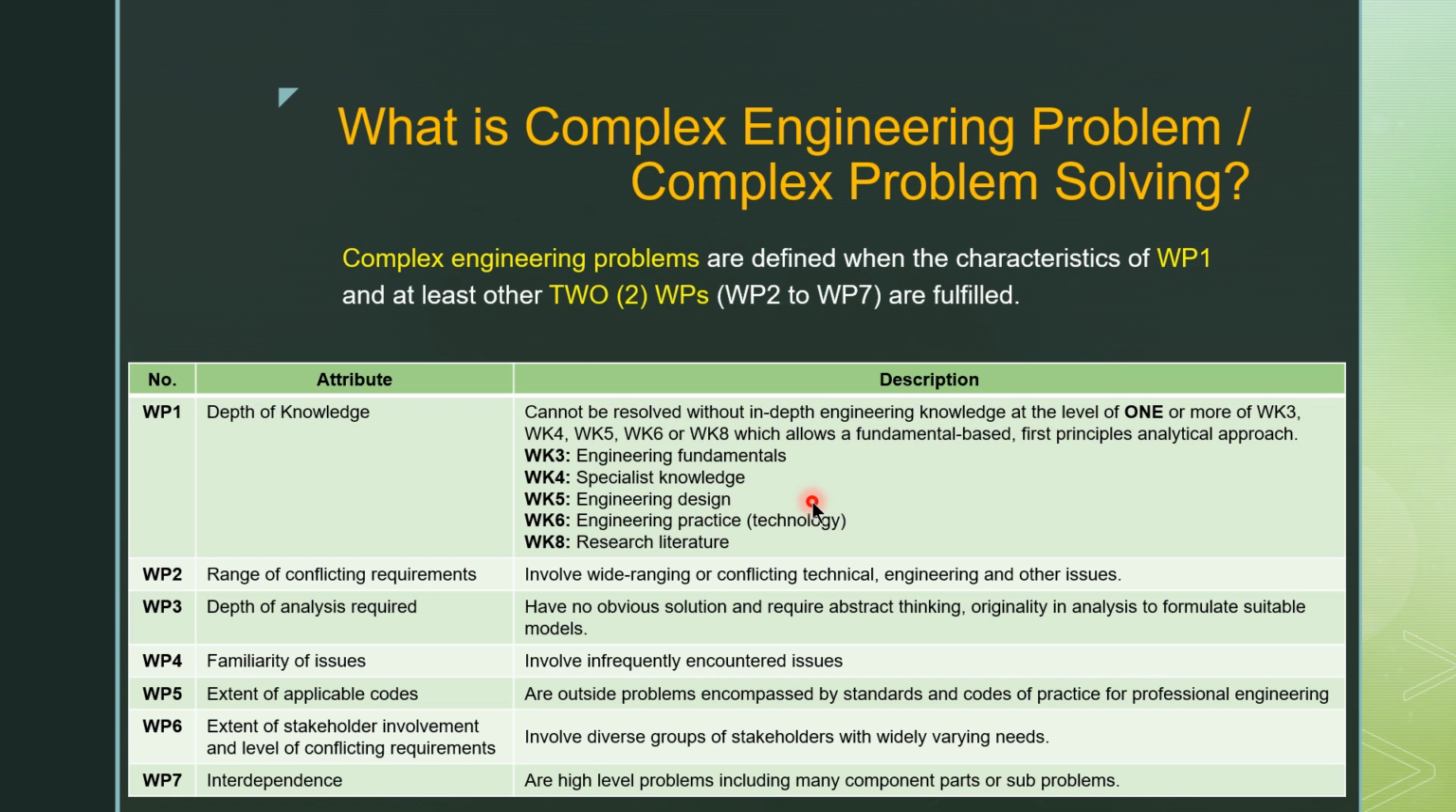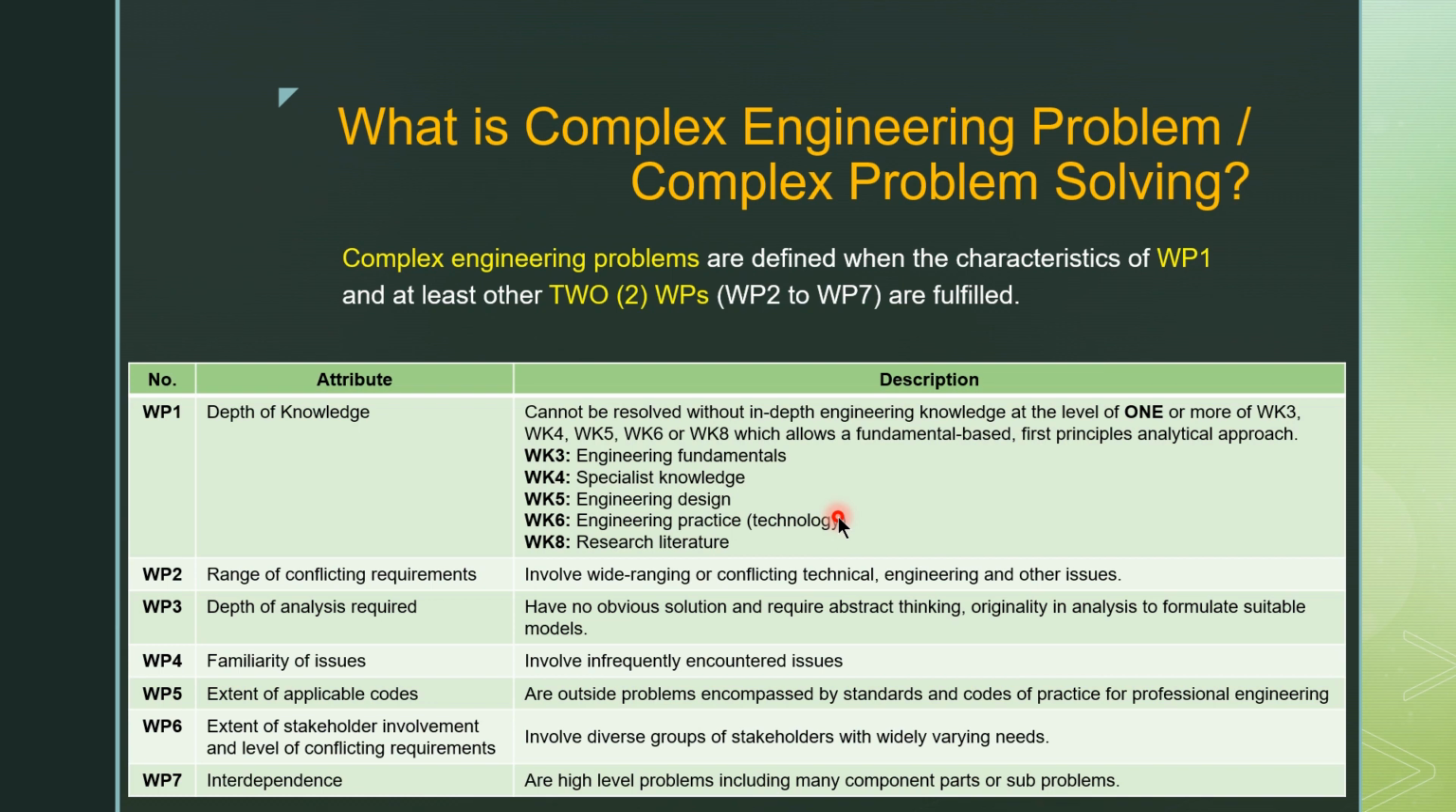In another case, the solution for the problem that you're going to propose needs several critical designs. It needs proper designs that need to be done critically. That one may suit WK5. If you need to work with new technology and current engineering practice, maybe you can go for WK6. Or if some problems need you to refer to journals, literature, and so on, then maybe you should go with WK8.